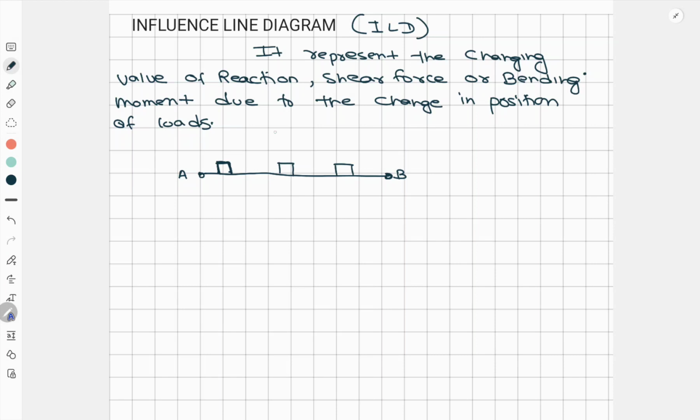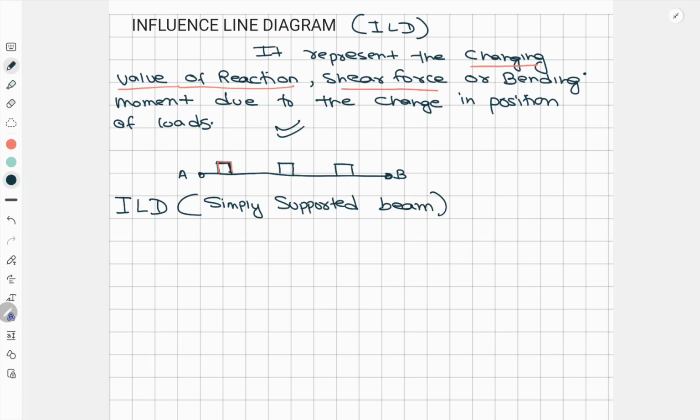So that's why it says that it represents the changing value of reaction as well as shear force and bending moment due to the change in position of the load. This is the load, right? So now I'll solve a problem based on influence line diagram for a simply supported beam. Okay, I'll write directly ILD, that's nothing but the influence line diagram for a simply supported beam. Okay, let's try to understand this.